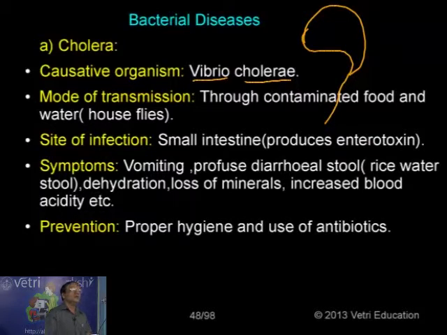In the case of cholera or dysentery, one question we have is why these disorders, like cholera and bacillary or amoebic dysentery, are more prevalent in tropical countries than in temperate zones. What is the reason for that? In tropical countries, we have more houseflies. The houseflies act as mechanical vectors for transmitting the disease.